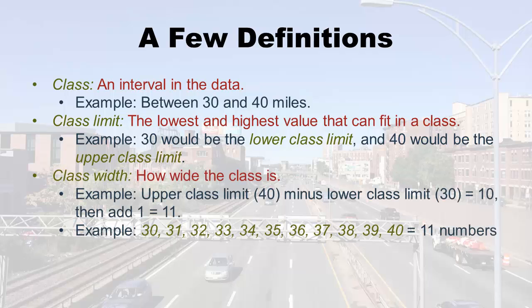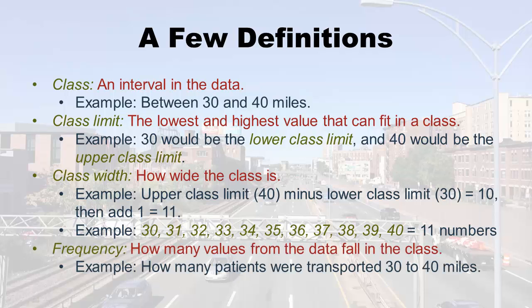Alrighty. So then, of course, you have the width of the class, or the class width. So that's how wide the class is. So carrying on with the example, if the upper class limit was 40 and the lower class limit was 30, what you do is you minus 30 from 40, which gives you 10, and then you add 1, and it equals 11. That's the little formula. But if you're like me and you count on your fingers, you would go 30, 31, 32, 33, 34, and so on. And you realize that there are 11 numbers in that.